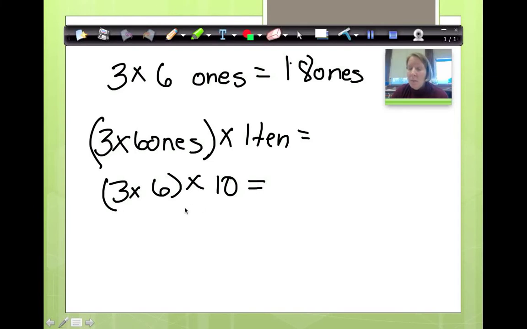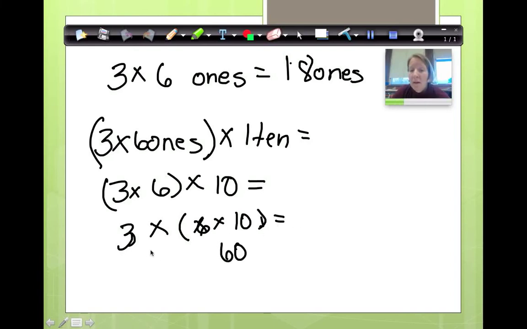What property? How about associative property? Because let's change our parentheses. So instead of having it here, let's do it here. Okay? So let's see. What if we had 3 times 6 times 10? What would we have? Well, what's 6 times 10? 6 times 10 is 60. We'll bring down our 3. Well, we know what 3 times 6 is. We know that's 18, but this is not a 6, this is a 60. So it has a 10.